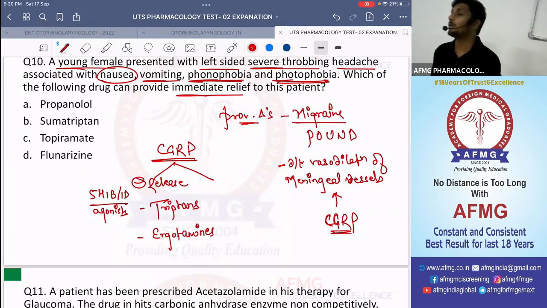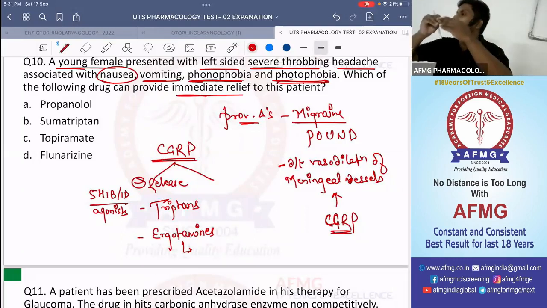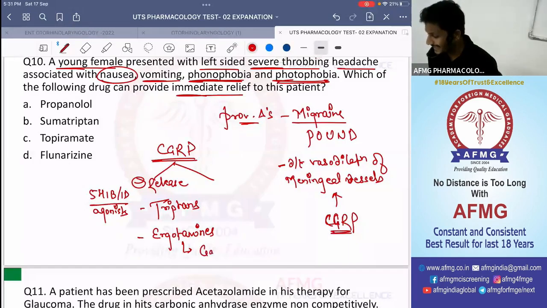ergotamine. But why are triptans the better drug and not ergotamines? Because ergotamines can lead to toxicity. And what is the important side effect of these ergotamines? They will cause extreme vasoconstriction of the peripheral vessels, and that can lead to gangrene.